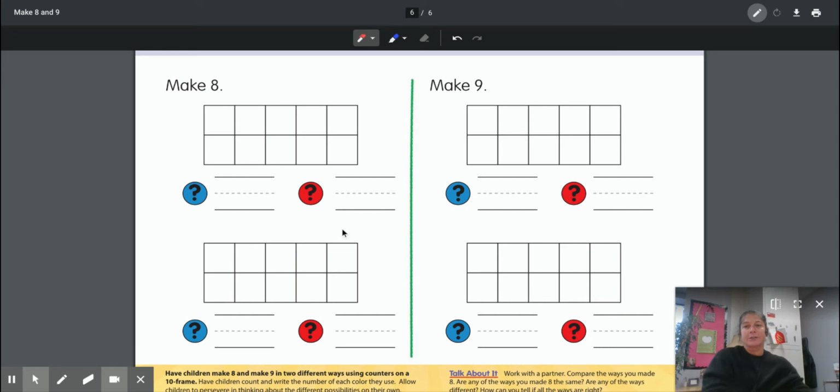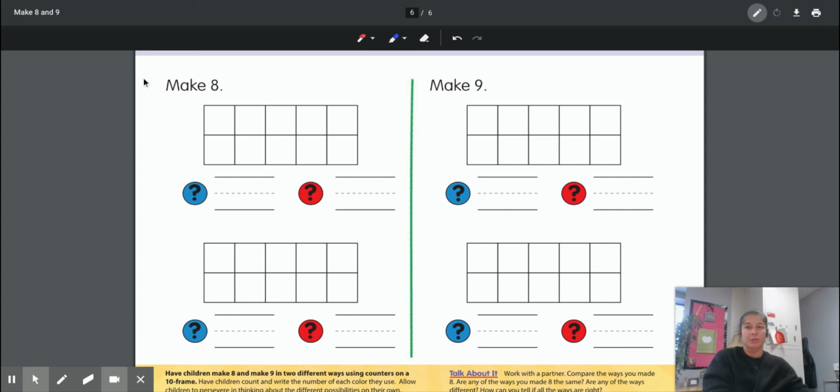All right, this side you're going to be making 8, and this side you're going to be making 9. I will probably do the first two with you, and then hopefully you can do the last two on your own, and then maybe have an adult check it at home. We should be getting pretty good at this.